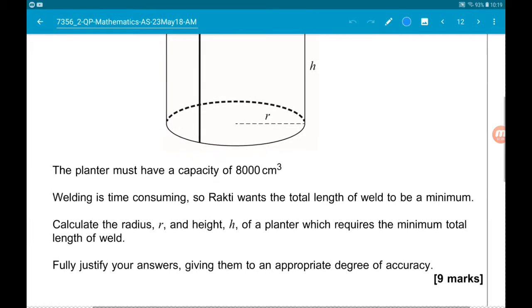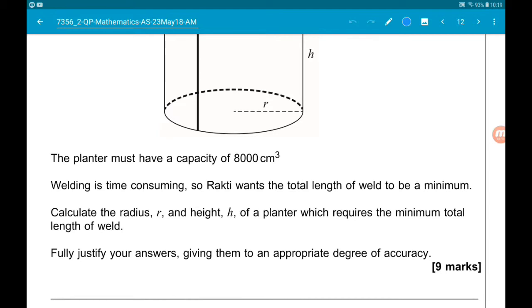We need the total capacity of the cylinder to be 8,000 centimeters cubed. Welding is time consuming, so Recti wants the total length of weld to be a minimum. Our job is to find the values of the radius and the height such that the total length is a minimum. Fully justify your answers, giving them to suitable degrees of accuracy. Okay, so big question. Let's work out what we know.